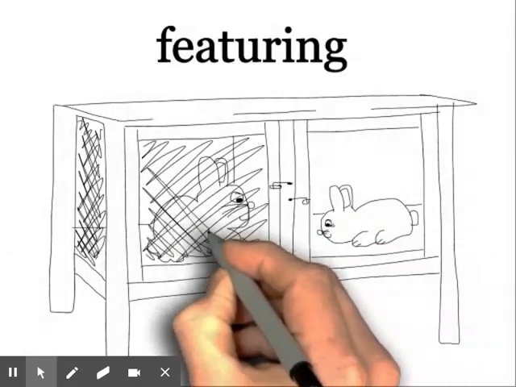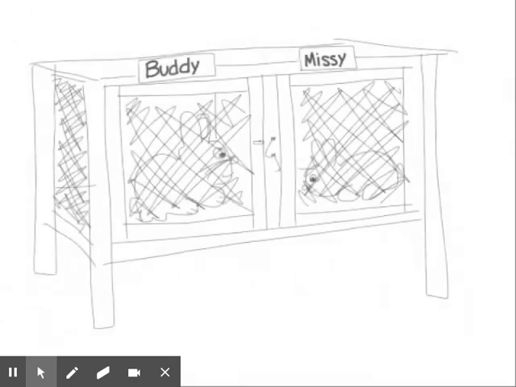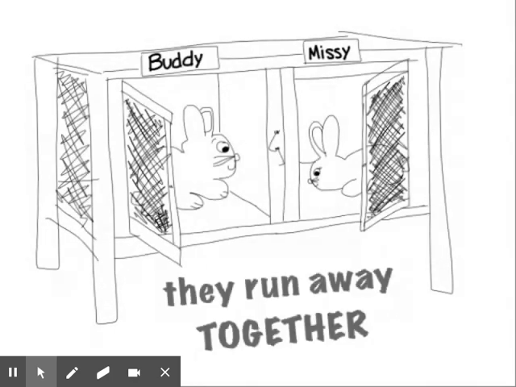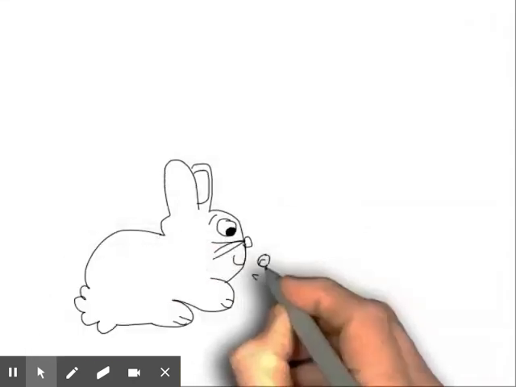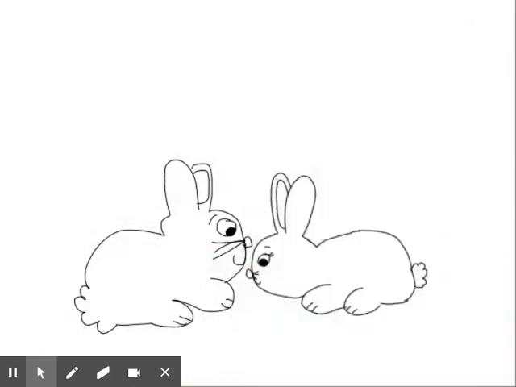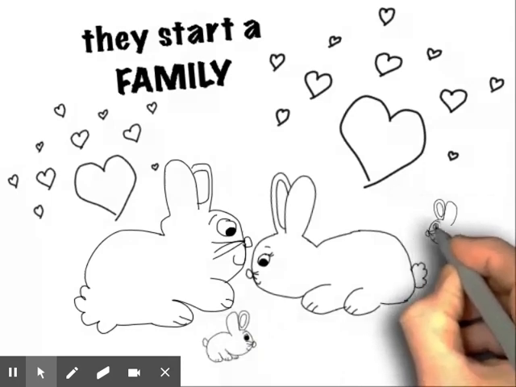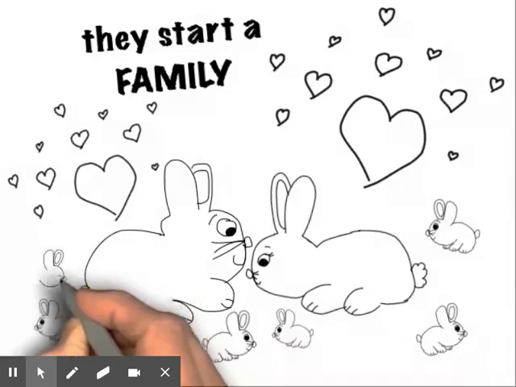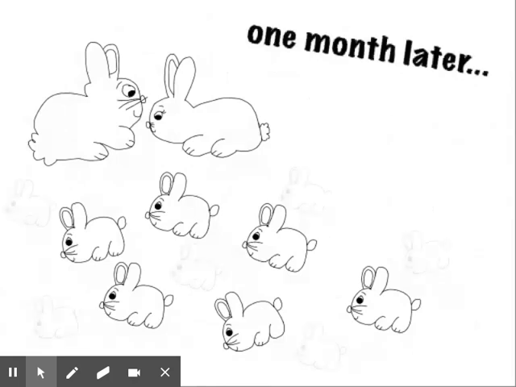Featuring two cute little bunnies that are caged up, Buddy and Missy. What do you think is going to happen? Boy meets girl. Uh-oh. They run away together. So sweet. They're in love. Start a family. Baby bunnies. What'd you say? Koalas? They're feeling bunnies.